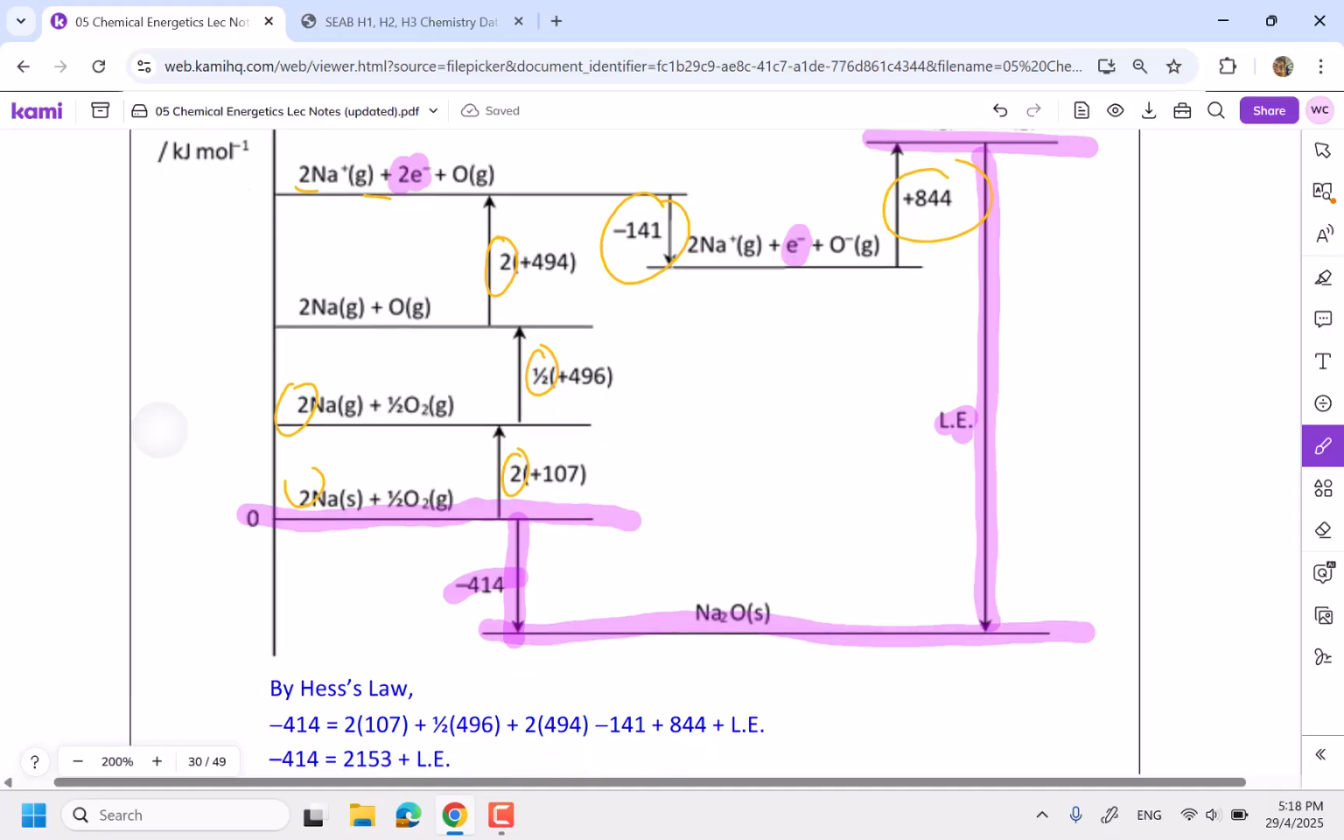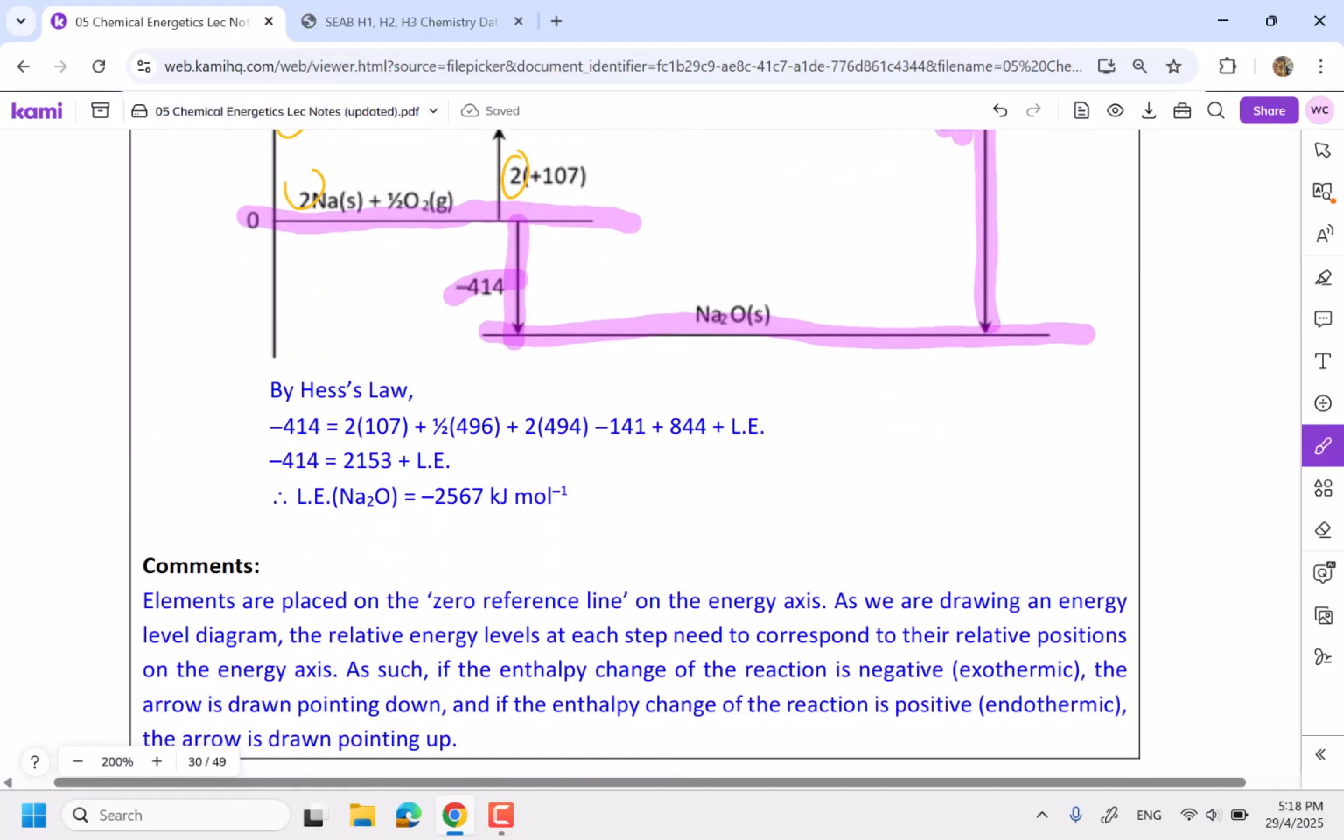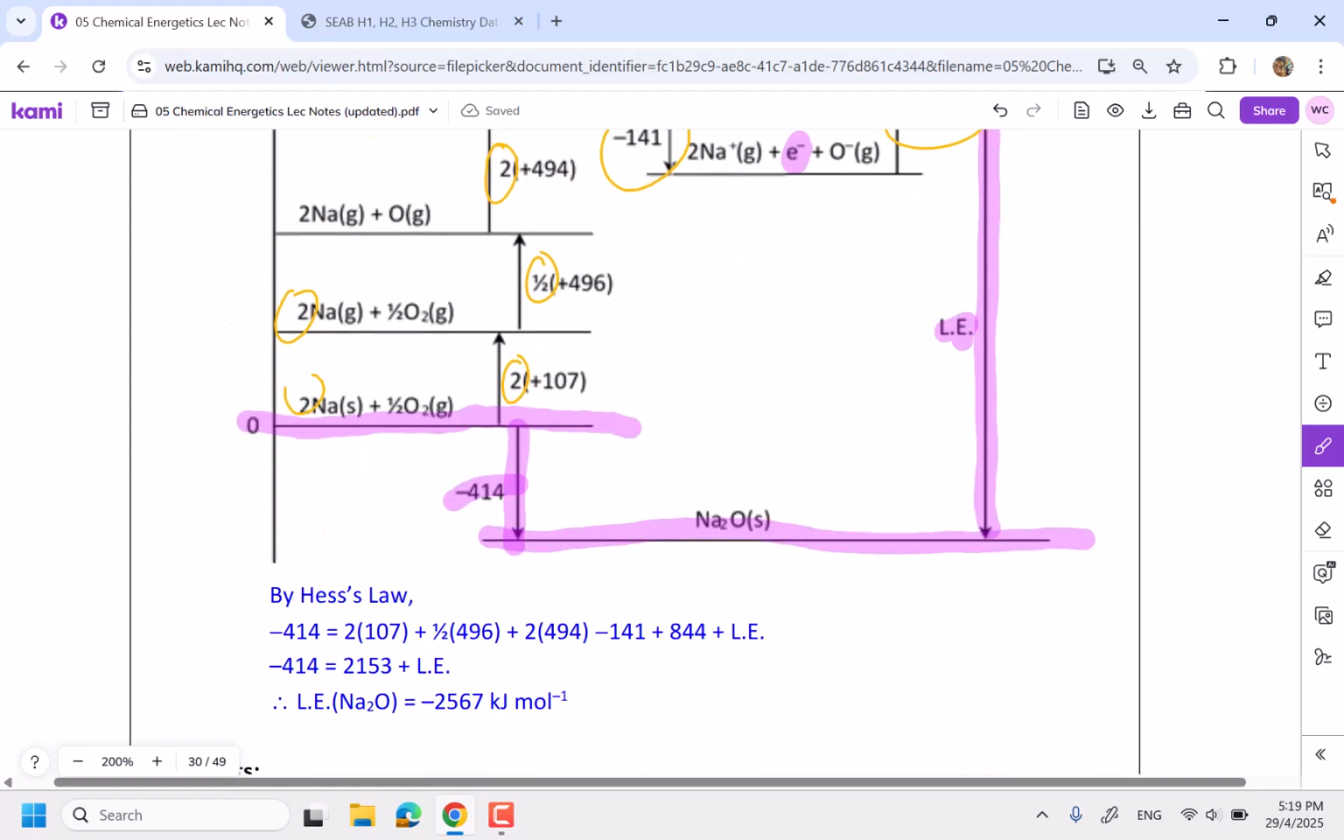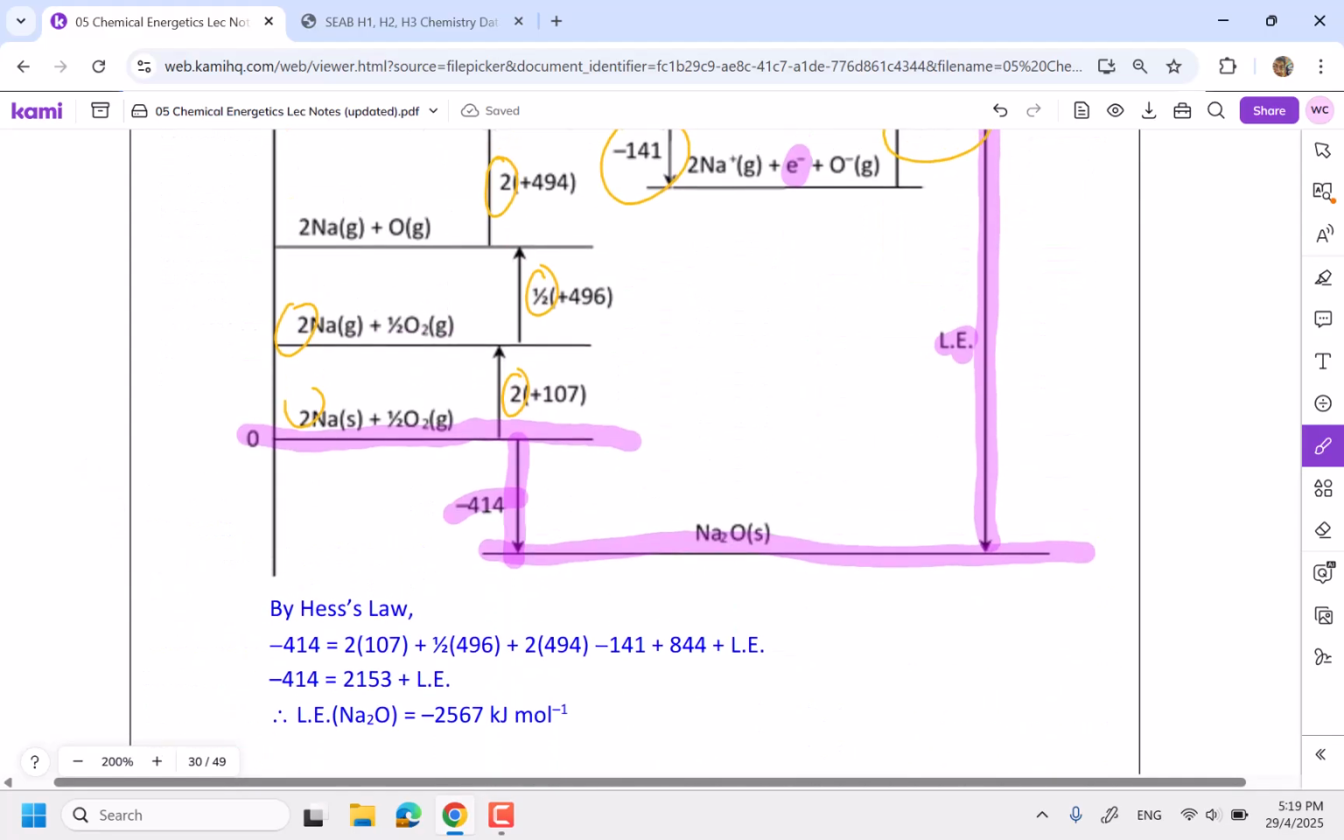Okay, then after that you just use Hess's law to sum them up, and then you should get the lattice energy of sodium oxide to be negative 2567 kilojoules per mole. Okay, you can leave it to 3 or 4 SF. Right. Okay, let me see what else. Okay, the 0 point is important here, so make sure that you include that in your answer.